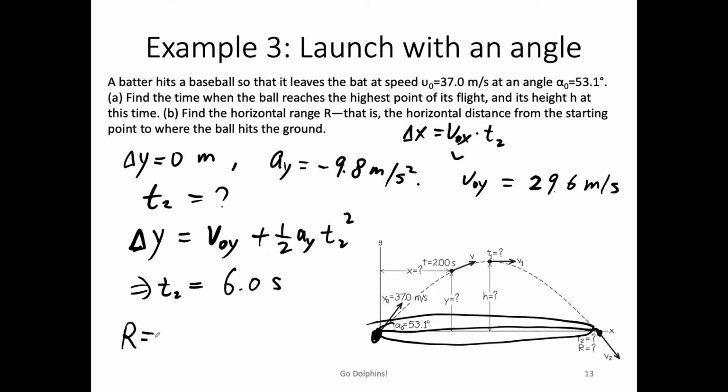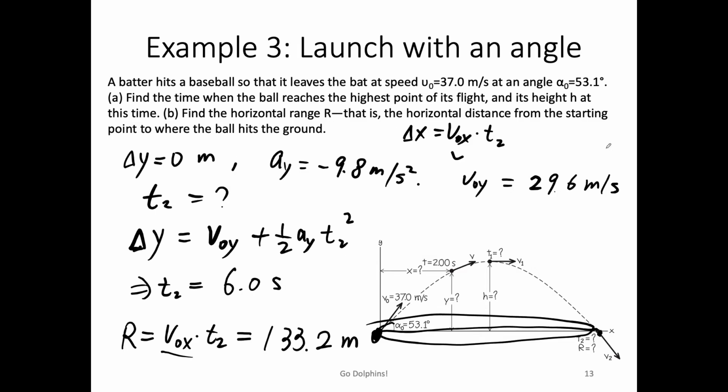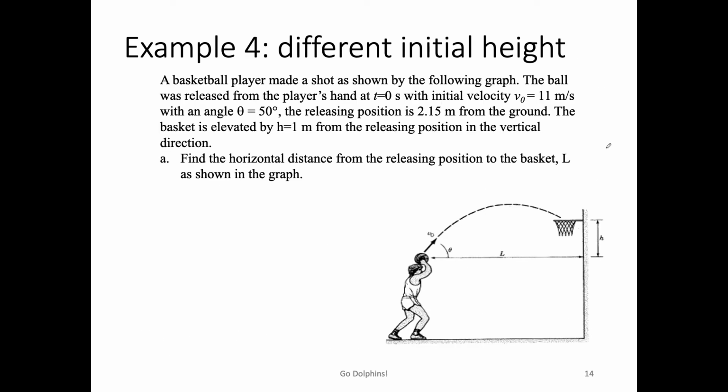So now the range, of course, is v0x times t2, plugging in all the numbers. And v0x is 22.2 meters per second from here. So we solved example 3. Now let's try our next example.